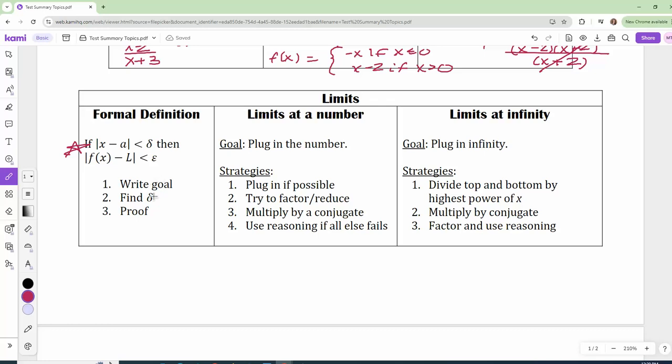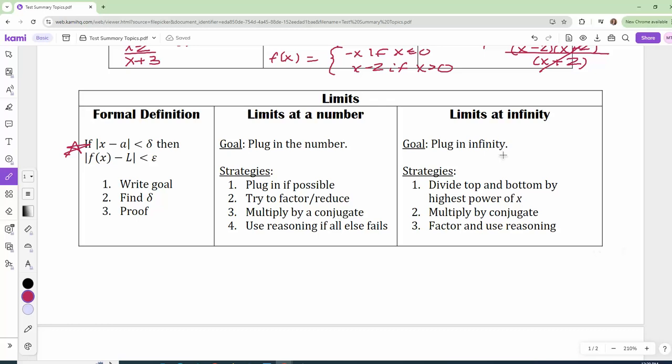When we are doing a limit, as x is approaching a number, we could plug it in, as long as it's defined. So our different strategies looked like we plug in, we factor and reduce. If you have something that's radical, a lot of times we multiply by a conjugate, and sometimes we had to use reasoning. So there were cases where I was maybe approaching from the left or right and we had to reason.